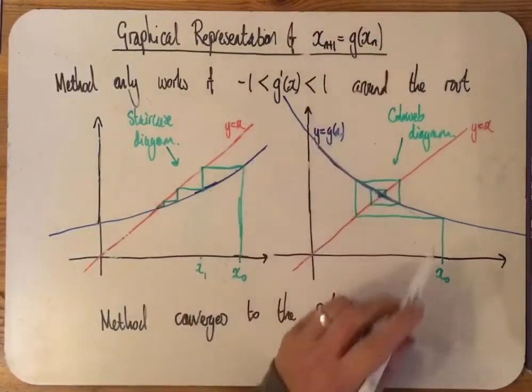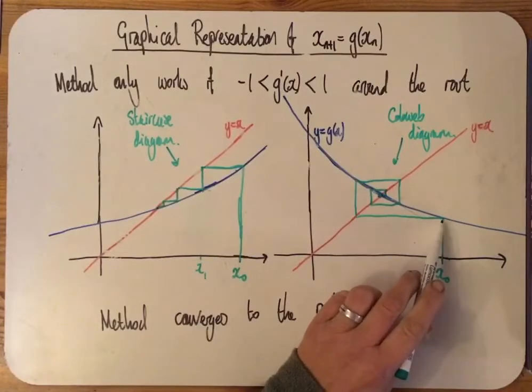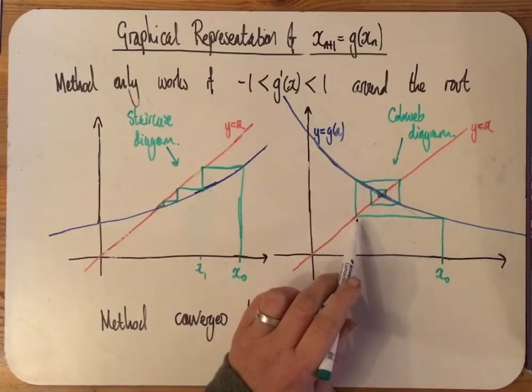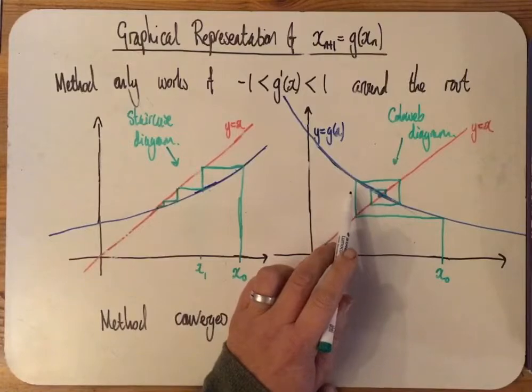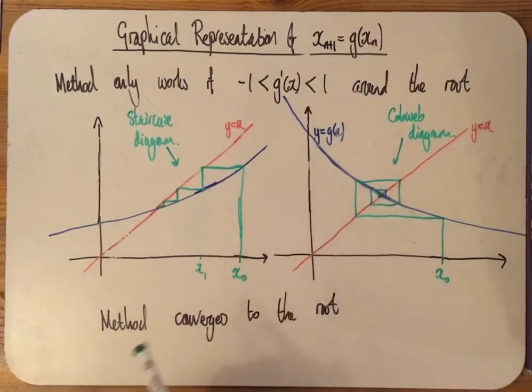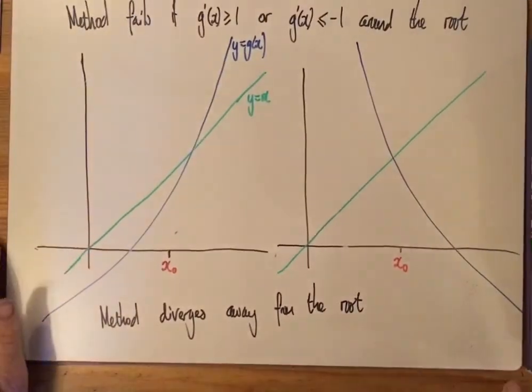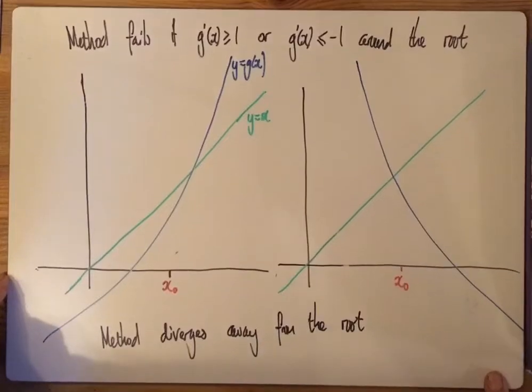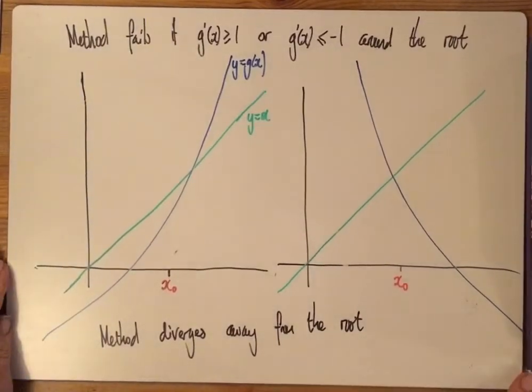And so your successive x values will be, this one's bigger than the root, smaller than the root, bigger than the root, smaller than the root, and so on. So they'll fluctuate from being bigger and smaller than the root, but they're still converging in on the root. So the method fails if the gradient of g(x) is greater than or equal to 1 or less than or equal to -1. So there's a couple of examples on there.